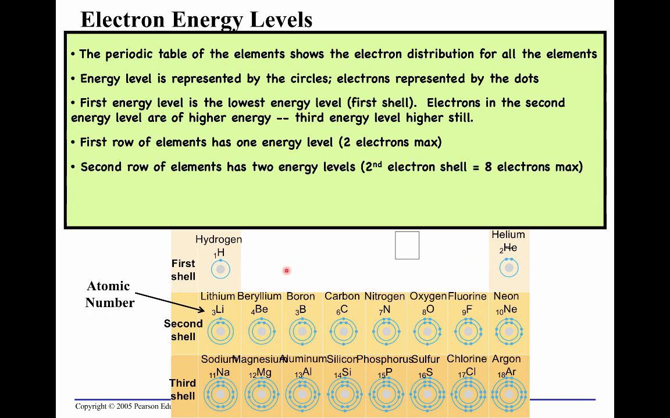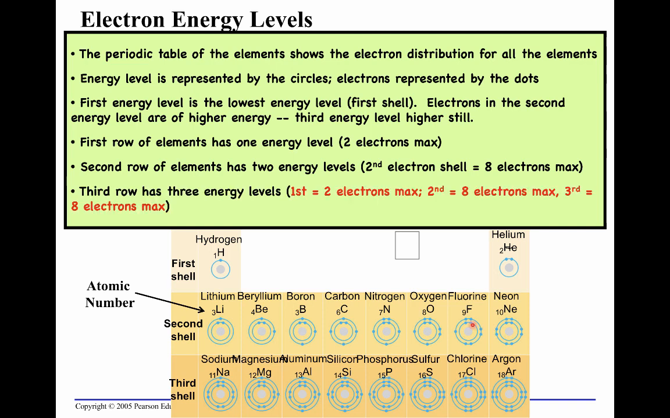The second row, the second energy level, has room for 8 electrons, and you can see the electrons drawn in here as the little dots. You can fill up the second with 8 little dots, and the third energy level can again take 8. So the first energy level takes 2 electrons, second 8 electrons, third 8 electrons. And that's important for determining what the valence is, which is the number of electrons in the outermost shell.